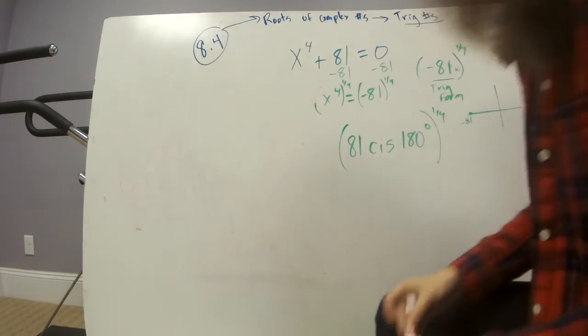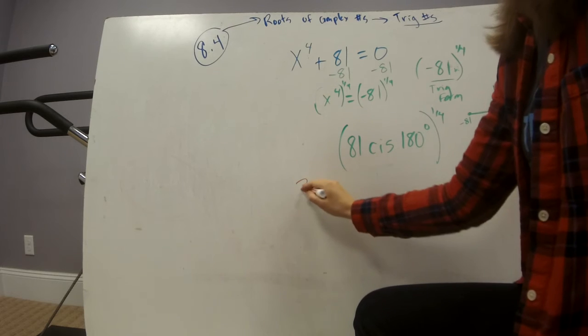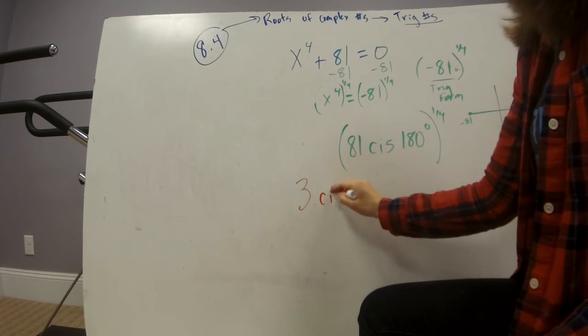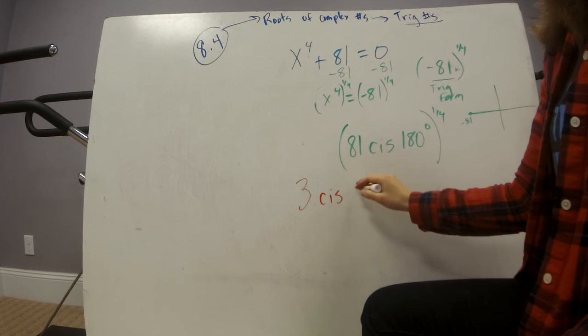And how do we take it to the 1/4 power? Well, the 4th root is 3. I guess 3 times 3 times 3 times 3 is 81. And then you take 1/4 times 180, which is 45.